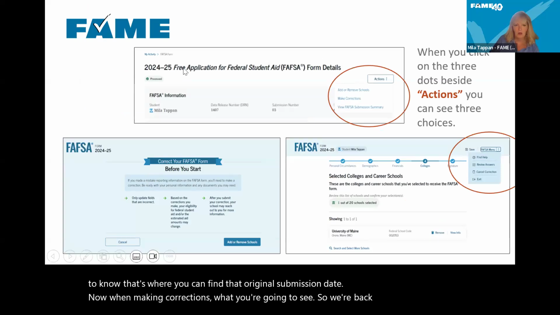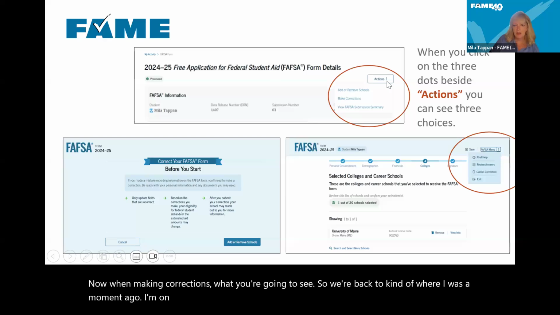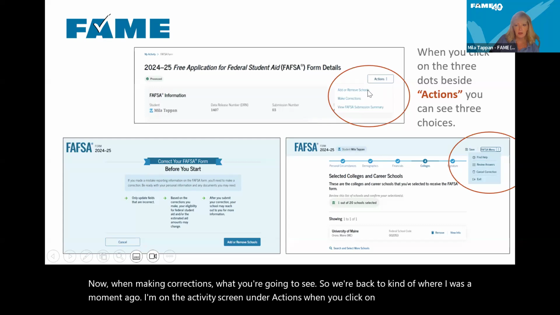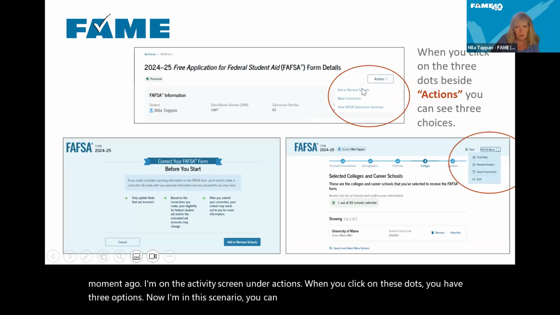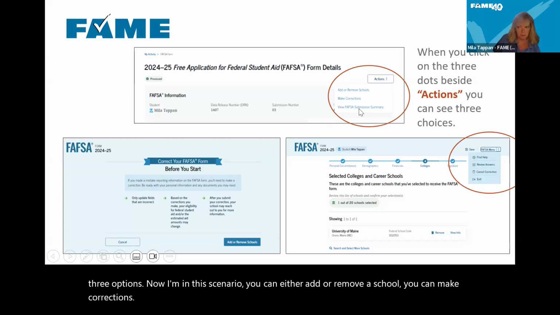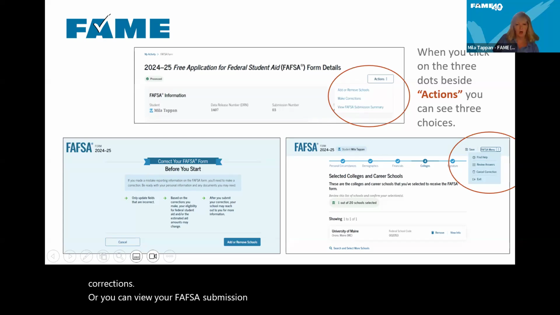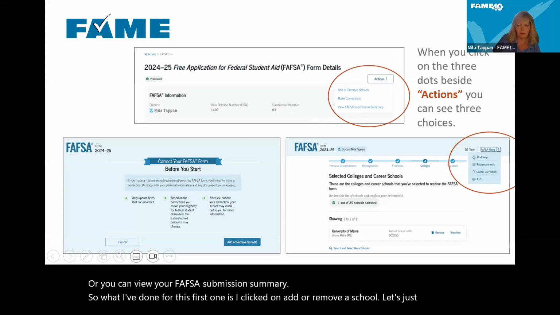Now, when making corrections, what you're going to see, so we're back to kind of where I was a moment ago. I'm on the activity screen. Under actions, when you click on these dots, you have 3 options in this scenario. You can either add or remove a school, you can make corrections, or you can view your FAFSA submission summary. So what I've done for this first one is I clicked on add or remove a school. Let's just say I want to add a school to my FAFSA.